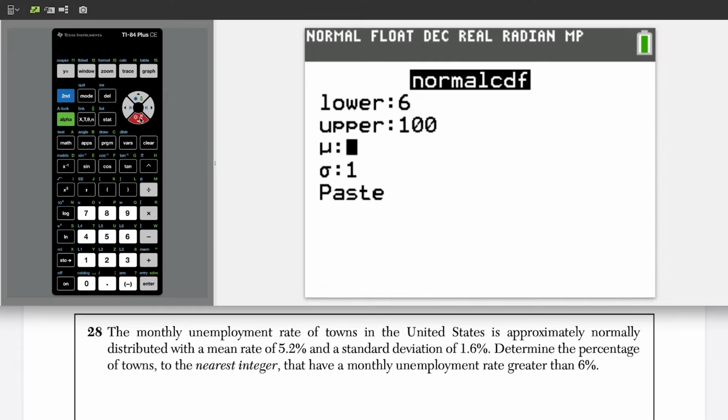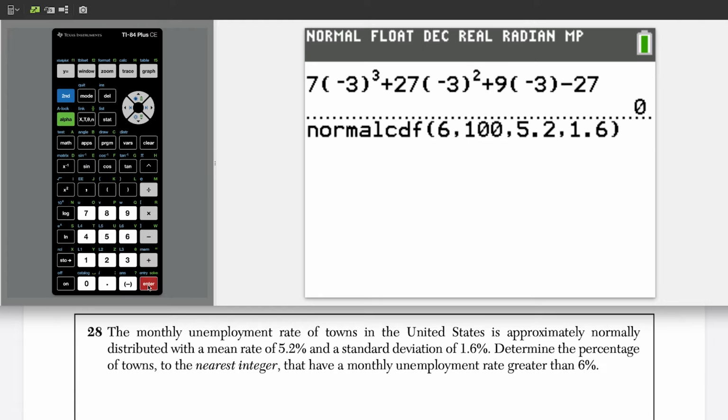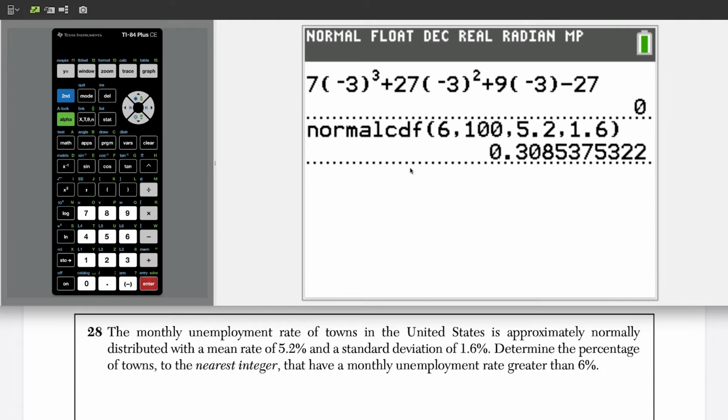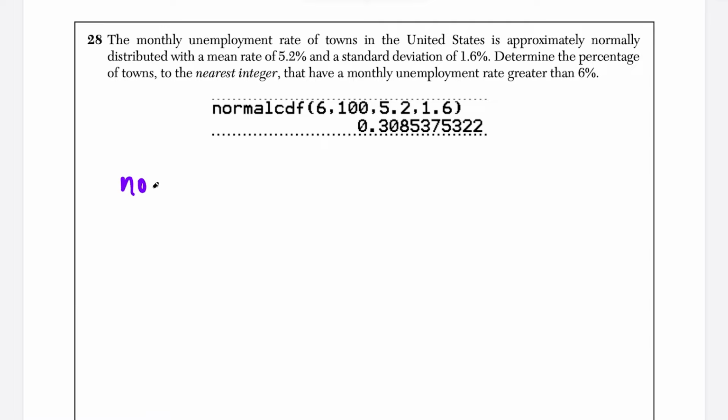And now we have the mean going here. The mean is 5.2. And then after this, the standard deviation is 1.6. We press enter all the way through, and then this gives us the values that we need. Now, in terms of showing work, I would copy down exactly what I see in the calculator.